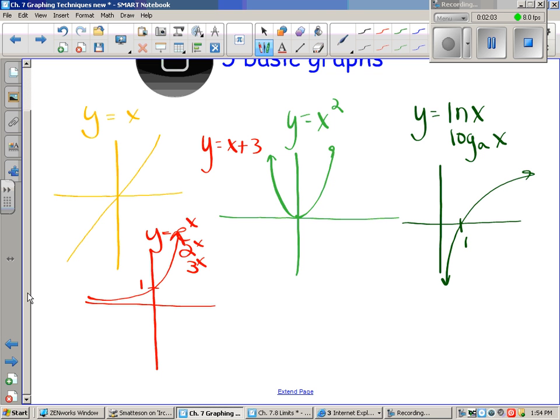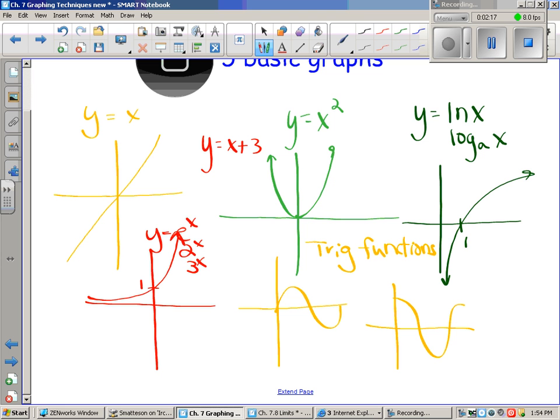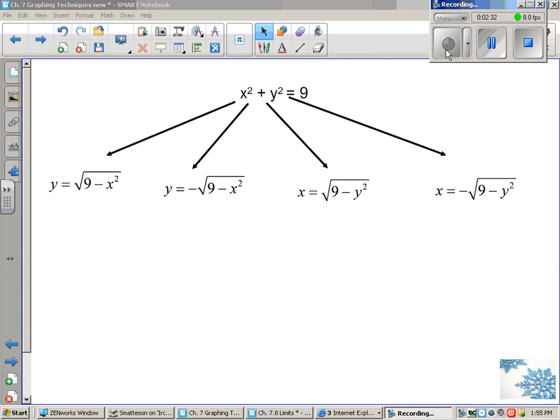And then the last graph, or the last kind, I would link to be almost a group of graphs, meaning your trig functions. So you have your basic sine curve and cosine curve. So those are your 5 basic graphs.